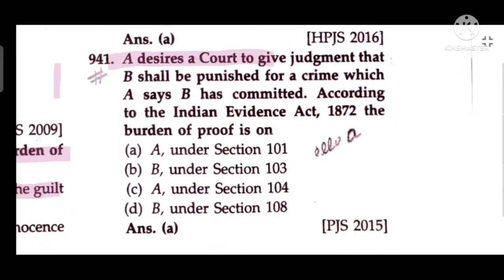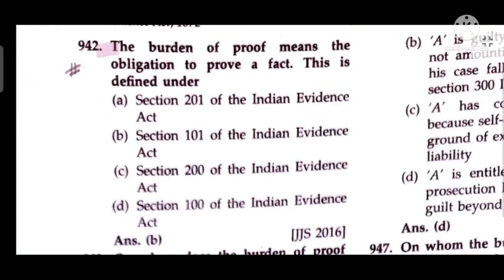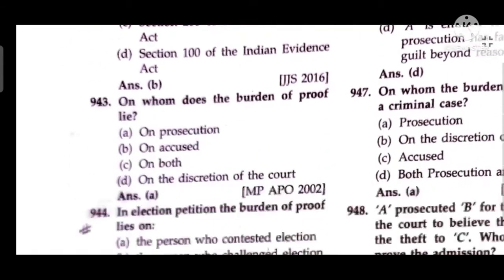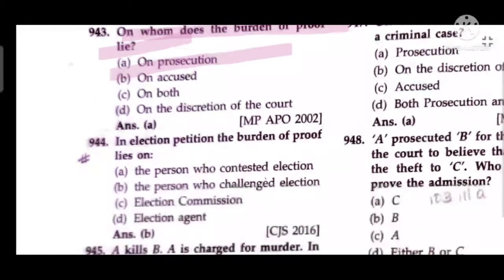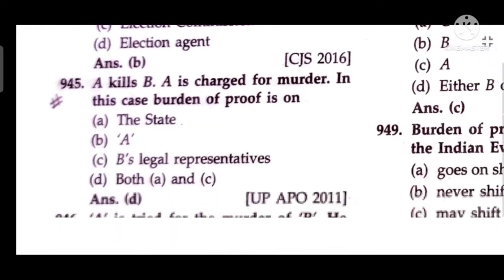A desires a court to give a judgment that B shall be punished for a crime which A says B has committed. According to the Indian Evidence Act, the burden of proof is on A under section 101. The burden of proof means the obligation to prove a fact. This is defined under section 101 of the Indian Evidence Act. On whom does the burden of proof lie? On the prosecution. In an election petition, the burden of proof lies on the person who challenged the election.